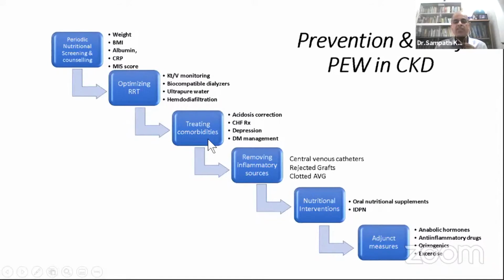Treating the comorbidities is extremely important. There was a beautiful talk about acidosis correction. Depression has to be taken care of, and diabetes management. Inflammatory sources have to be removed, which could be important. So you may have to remove a rejected graft or a clotted AV graft.